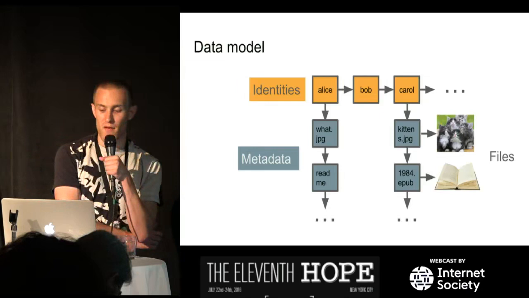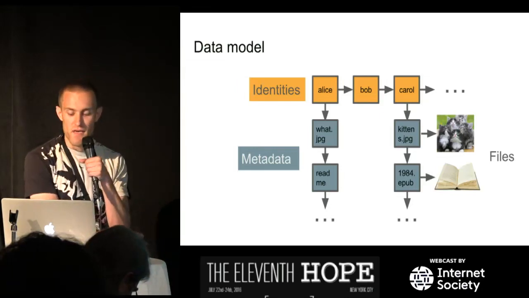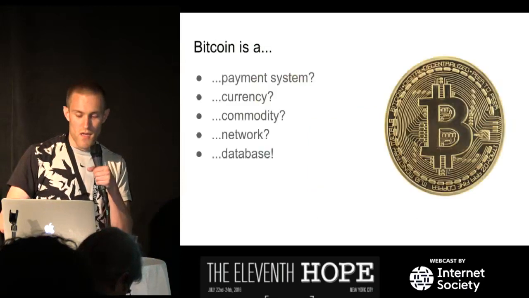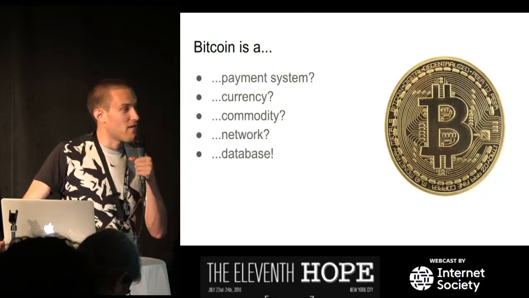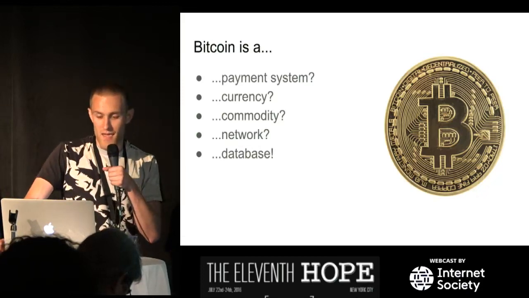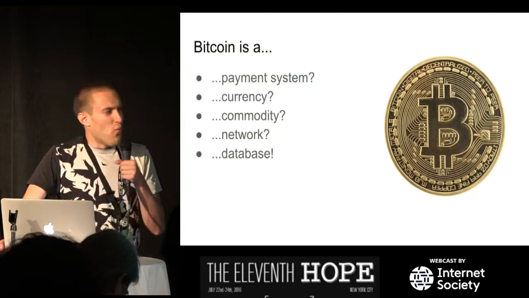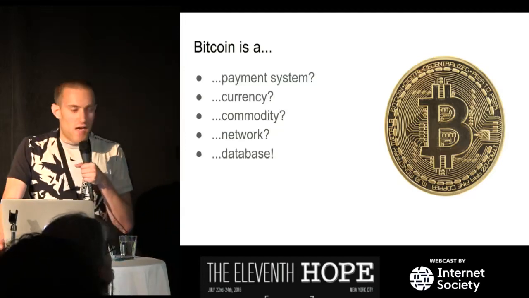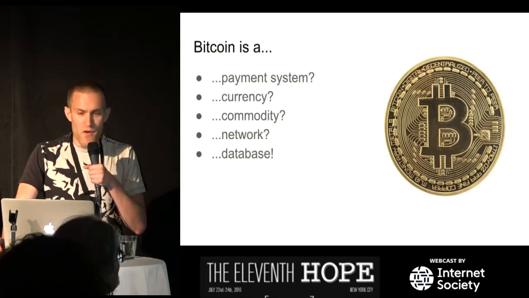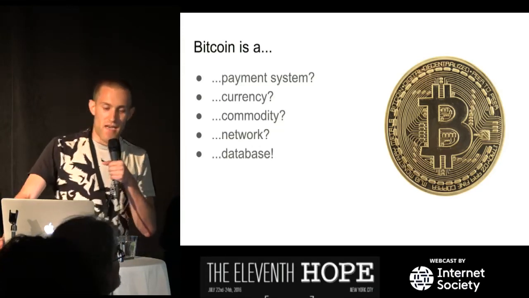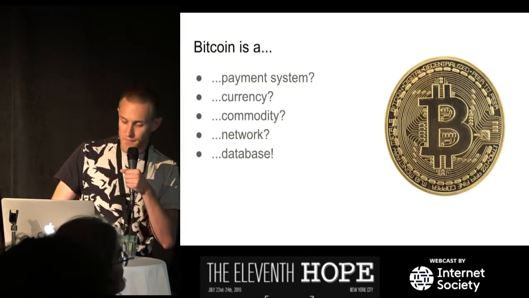So we have a bunch of append-only feeds, but we need a way to implement each feed. So now I'm going to talk about Bitcoin, for a reason that will become apparent very soon. One really common question about Bitcoin is, what is it? Is it a payment system or a commodity or a currency? Is it a network? It is all of those things. But today I'm going to talk about Bitcoin as a database.